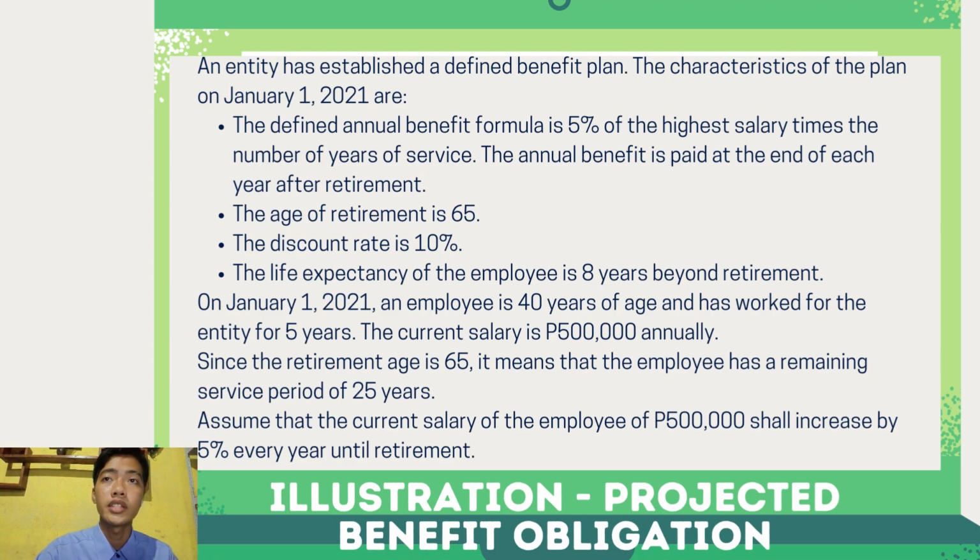So, on January 1, 2021, an employee is 40 years of age and has worked for the entity for 5 years. The current salary is 500,000 annually. Since ang sabi dito na retirement age is 65, it means that the employee has a remaining service period of 25 years. Assume that the current salary of the employee of 500,000 shall increase by 5% every year until retirement. So, ang tanong, how much would be the salary by the year 2045, the last year of employment, after 25 years from January 1, 2021?